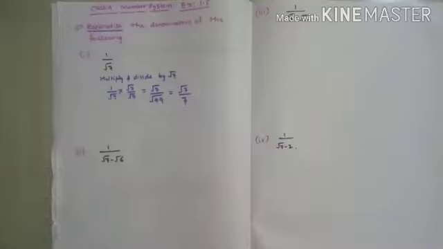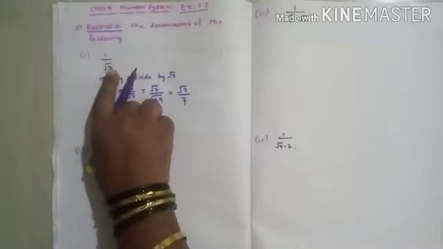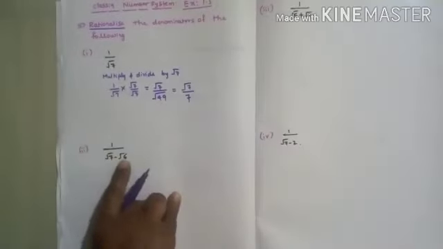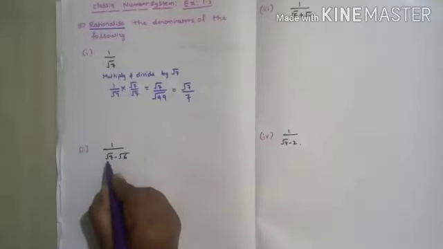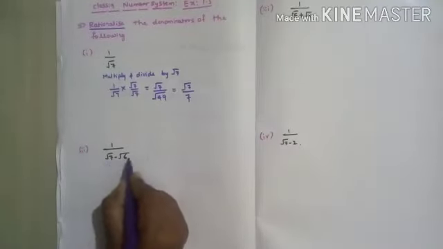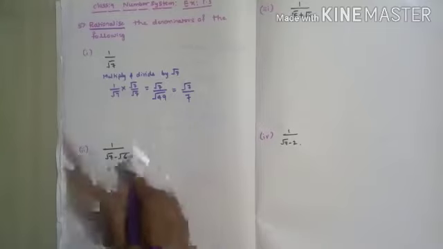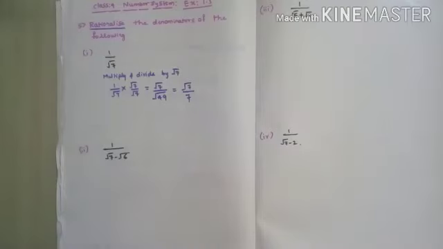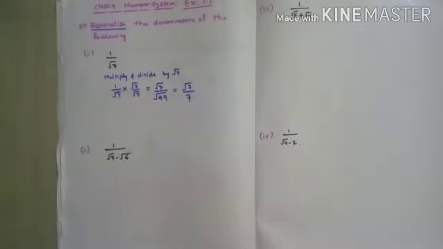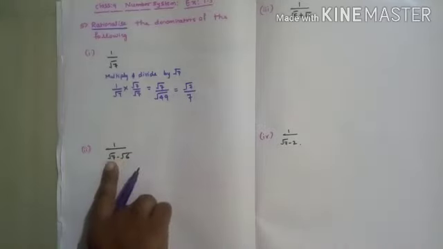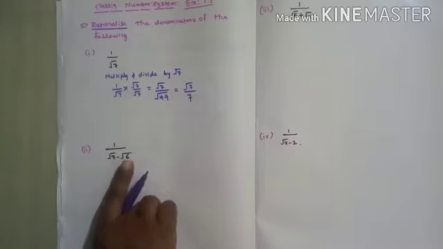Now the second question. Here only one number was there, root 7, but here two are there: root 7 minus root 6. Now the rationalizing factor is root 7 plus root 6. Suppose here plus is there, then you have to take minus. Here minus is there, so you have to take plus. The rationalizing factor of root 7 minus root 6 is root 7 plus root 6. Suppose plus is there: the rationalizing factor of root 7 plus root 6 is root 7 minus root 6.